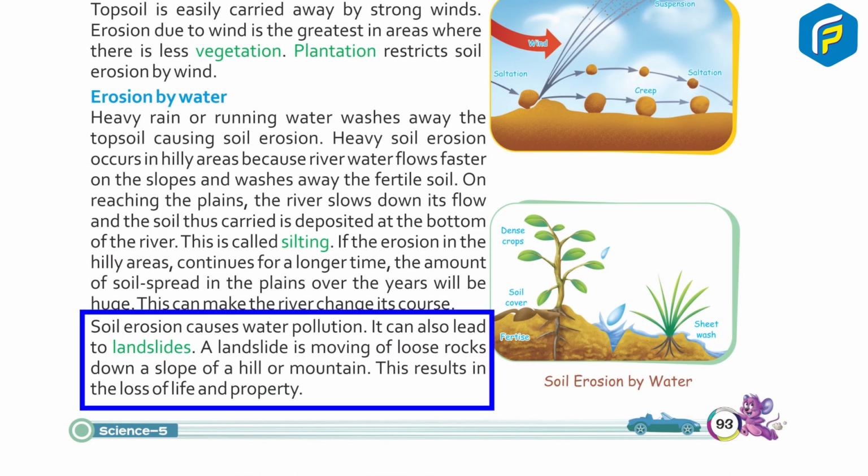Soil erosion causes water pollution. It can also lead to landslides. A landslide is the movement of loose rocks down a slope of a hill or mountain. This results in the loss of life and property.